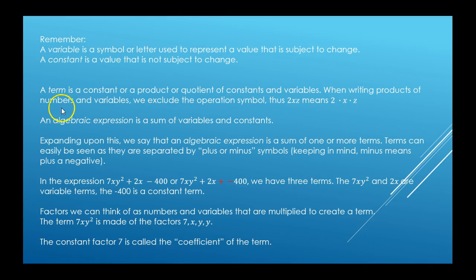So when writing products of numbers and variables, we exclude the operation. So 2xz means 2 times x times z, but we don't write the multiplication. We just know when they're sitting next to each other, this means multiplication. So this is an example of a term, 2xz. This is a product of a number or a constant and a couple of variables. An algebraic expression is a sum of variables and constants.